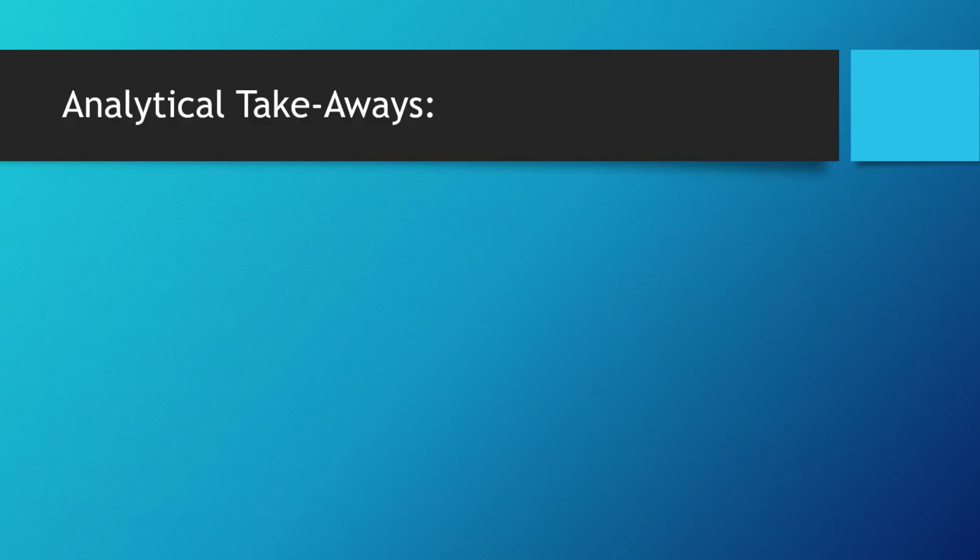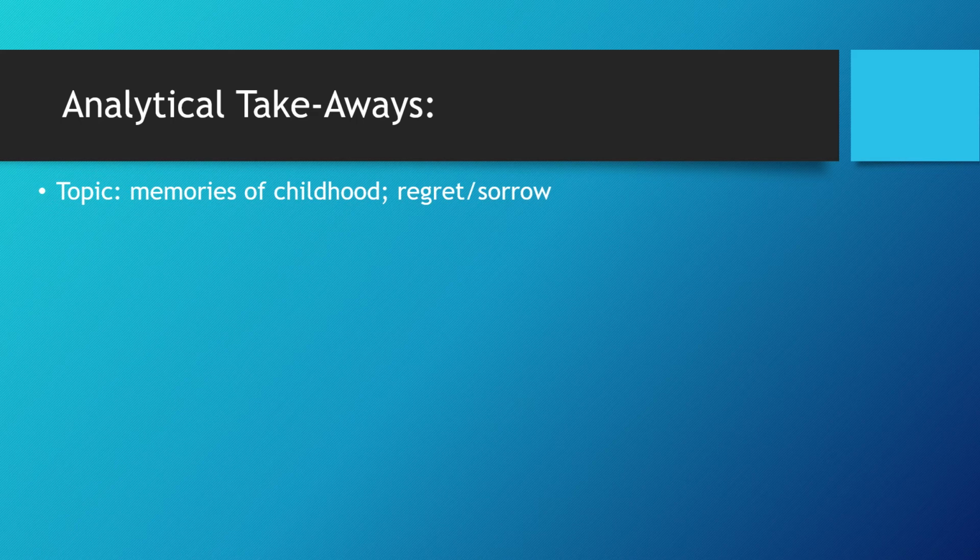Then I'm going to take my notes and make sure that I understand a few analytical takeaways. And the first is going to be the topic. So the topic is these memories of childhood, something that's shared between this poem and Piano. But now instead of a feeling of nostalgia, my poet has this sense of regret or sorrow for the way in which he treated his father as a boy. And maybe perhaps for not being able to understand the complexity of their relationship with one another.